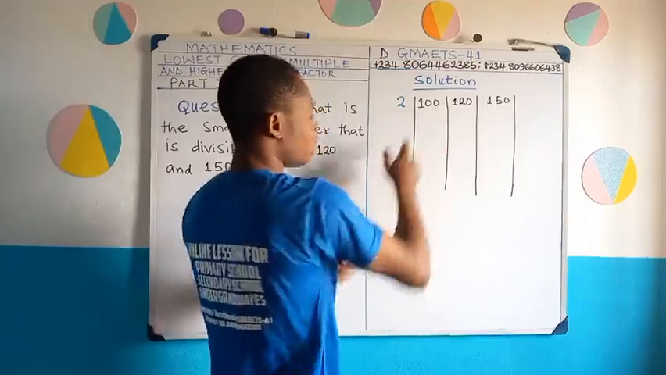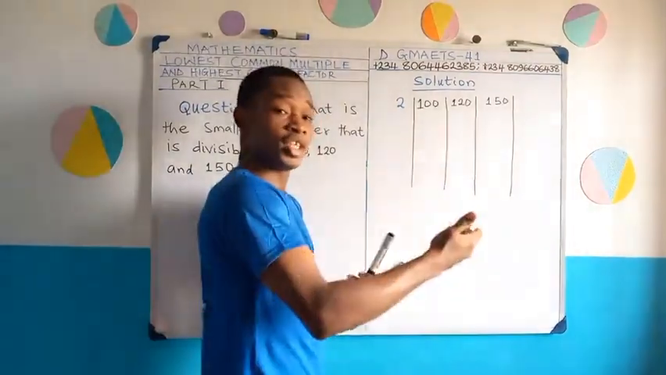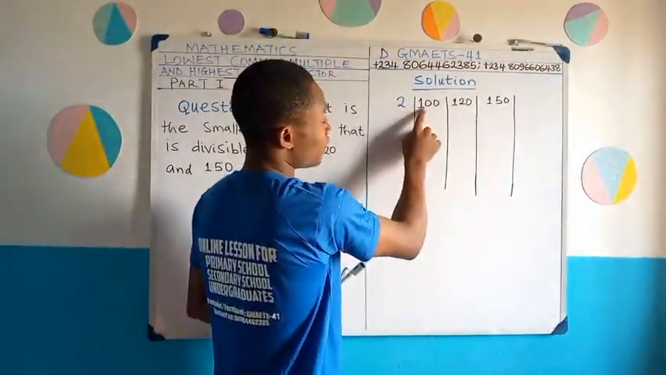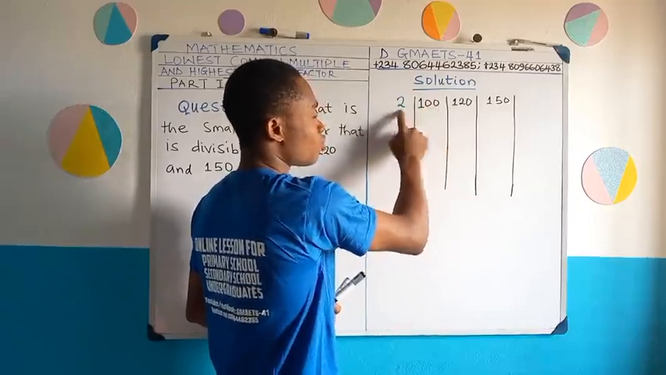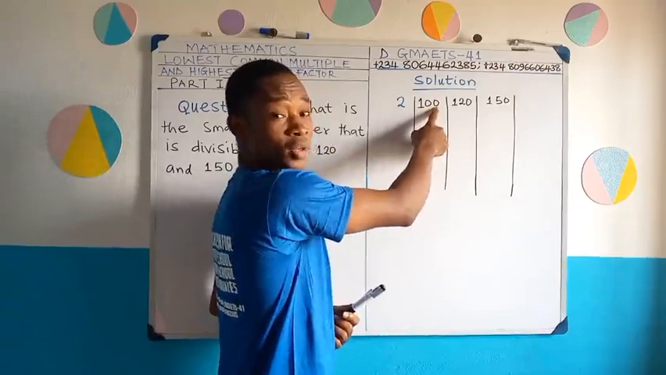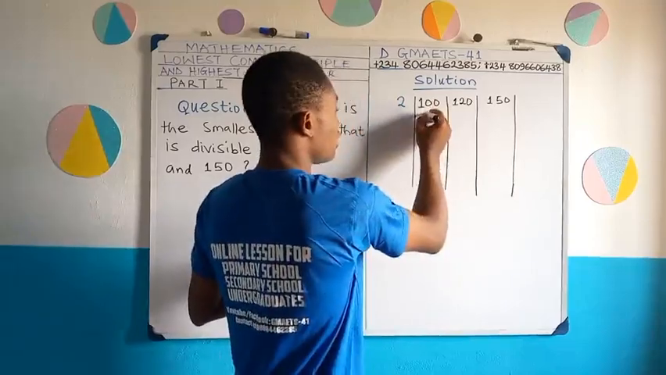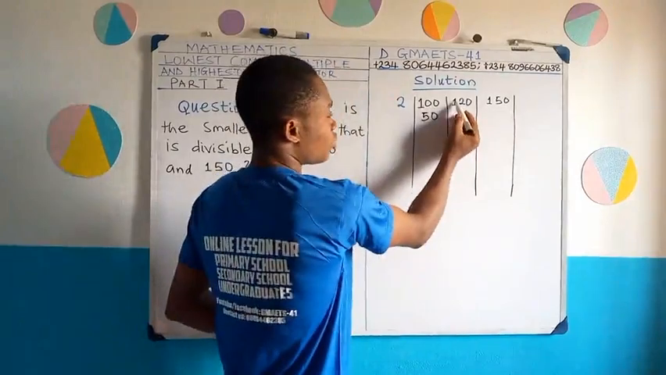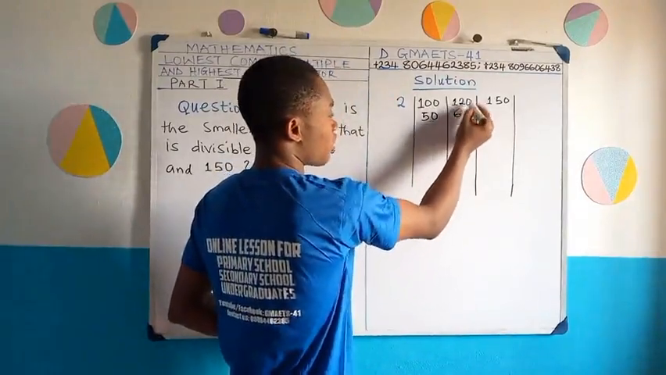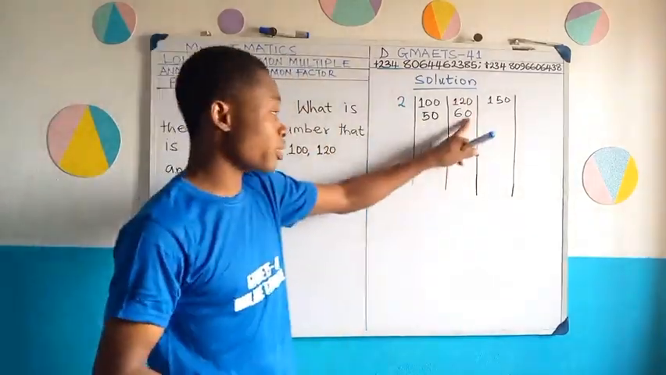If 2 divides 100, what would we get? We'll get 50. Okay? You can even take it in a short division way. 2 can divide this 10 to give you 5. You record 5. Then 2 to 0 here will give you 0 because 2 cannot divide 0. Bring down the 0. So this is going to give us 50. 2 can divide 120. If 2 divides 12, it will give you 6. Then bring down your 0, because 0 divided by 2 gives you 0. You bring down the 0.